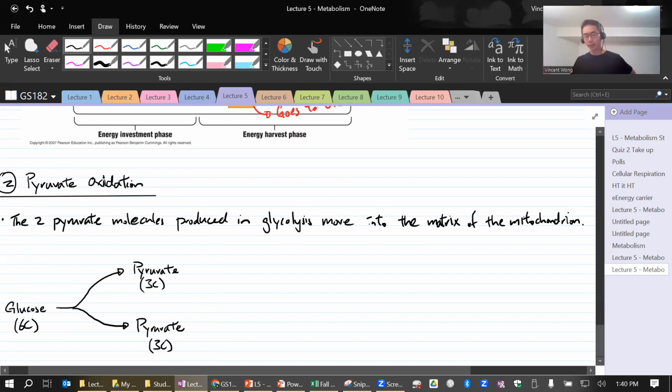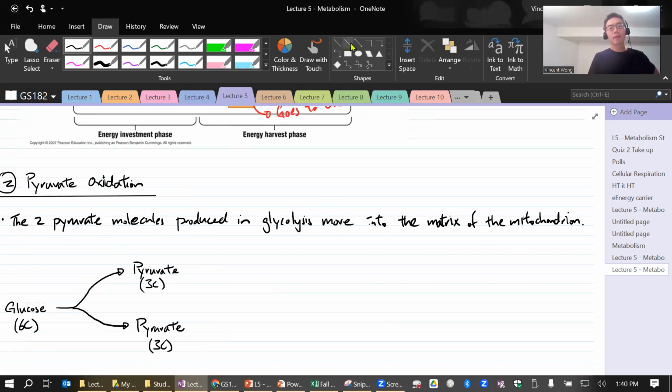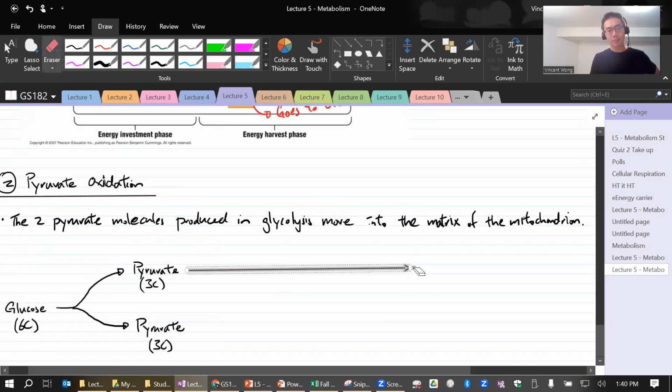Again, ION is just singular, IA is plural. In the matrix, 3 things are gonna happen to our pyruvate. Okay? 3 things are gonna happen to them. Number 1, we will remove a carbon dioxide. So step 1, remove CO2.